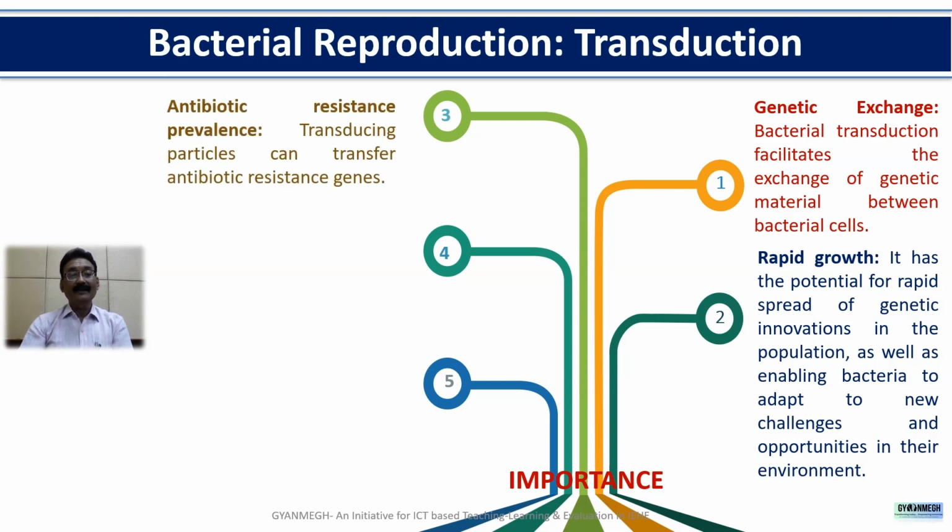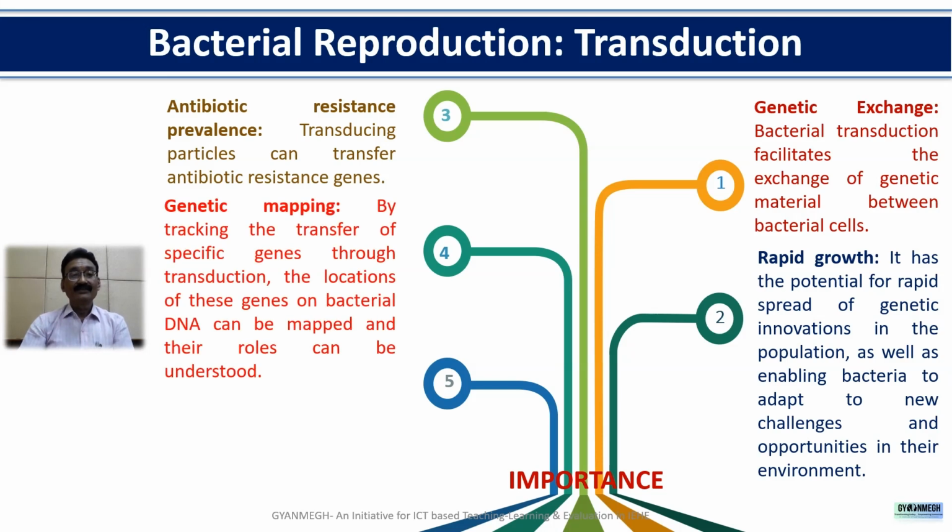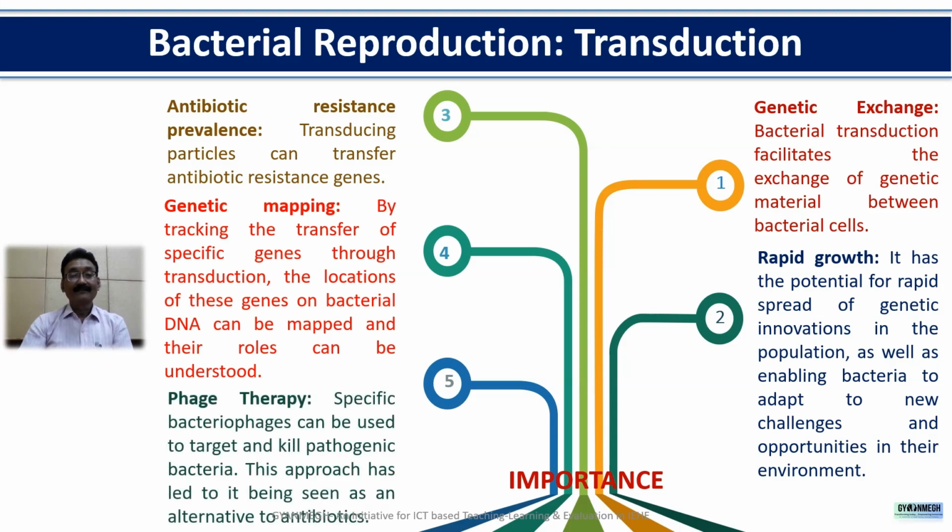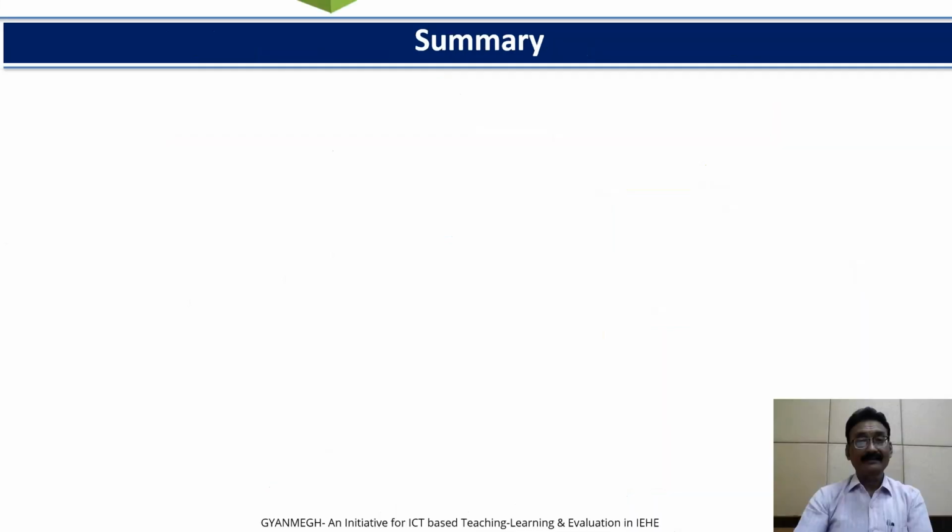Antibiotic resistance prevalence can be developed in bacteria through transduction. Transducing particles can transfer antibiotic resistant genes. Genetic mapping. By tracking the transfer of specific genes through transduction, the locations of these genes on bacterial DNA can be mapped and their roles can be understood. Phage therapy. Specific bacteriophages can be used to target and kill pathogenic bacteria. This approach has led to it being seen as an alternative to antibiotics.